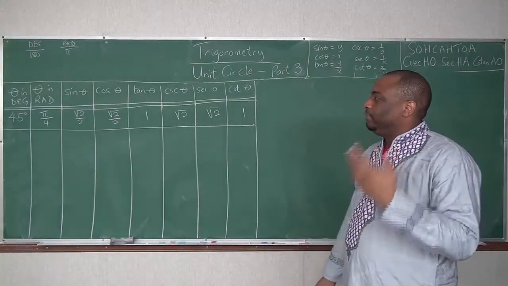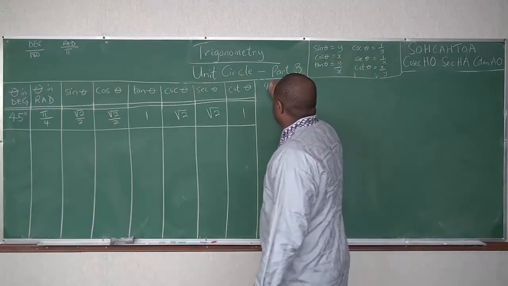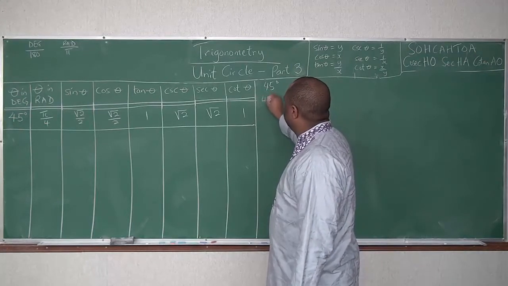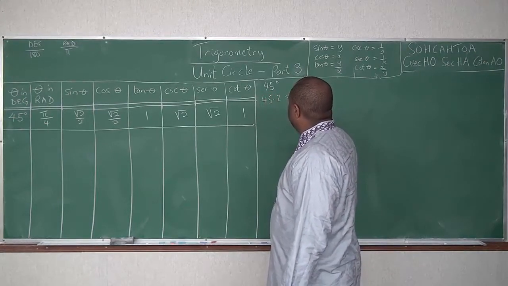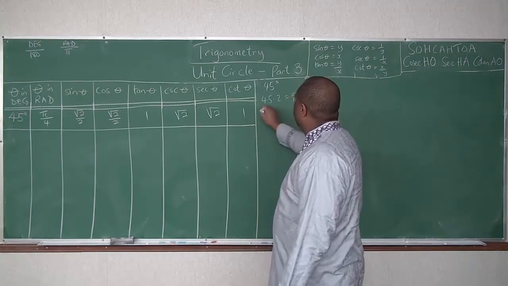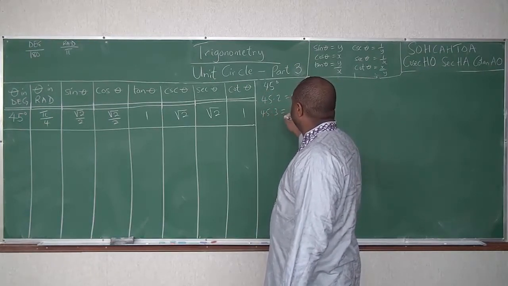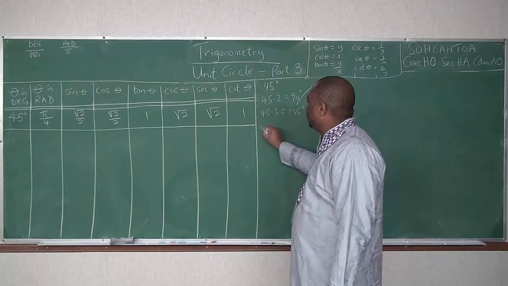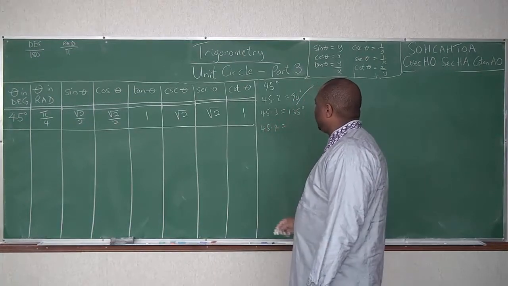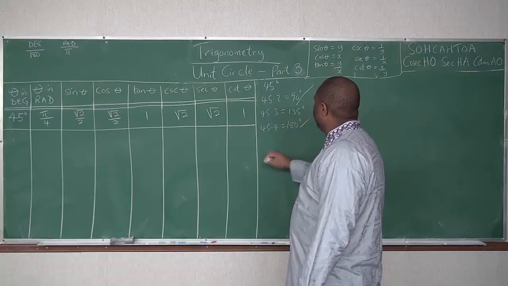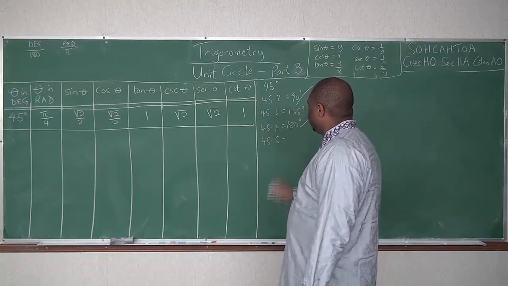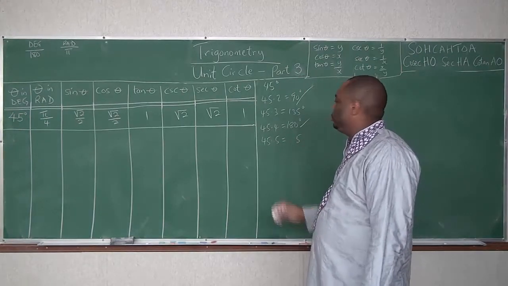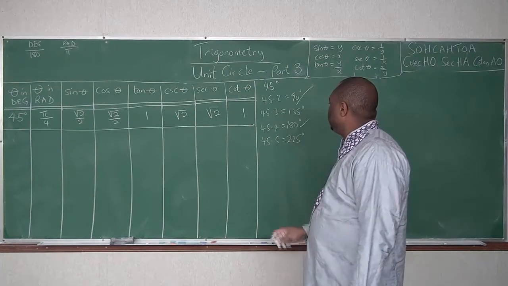Alright, so let's look at 45 degrees as we talked about initially. 45 times 1 is 45. 45 times 2 is 90 degrees, of course, we've done 90. 45 times 3 is 135 degrees, so we need to do 135. 45 times 4 is 180 degrees, we've done 180. 45 times 5 is 225 degrees. We need to do that.